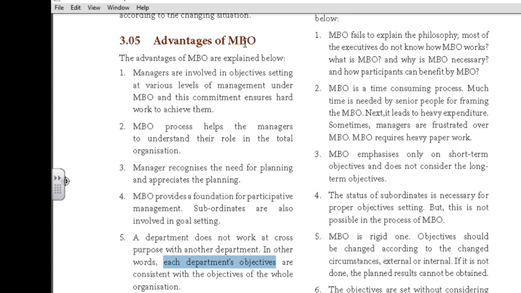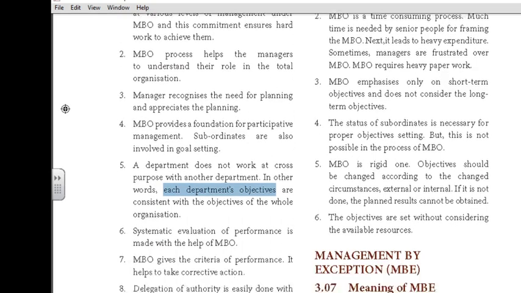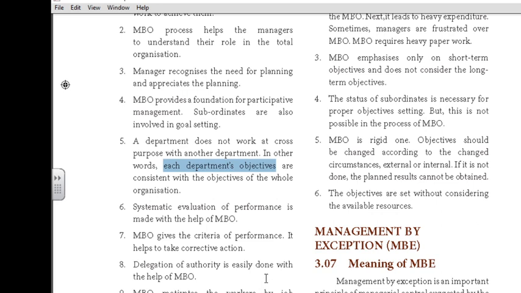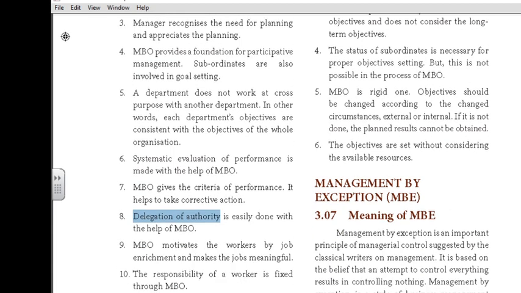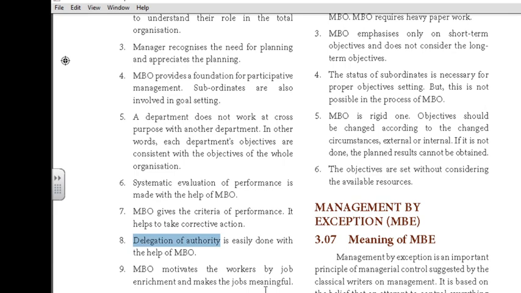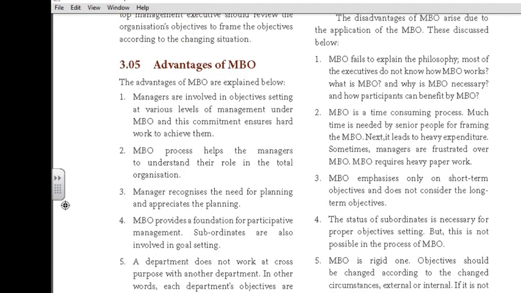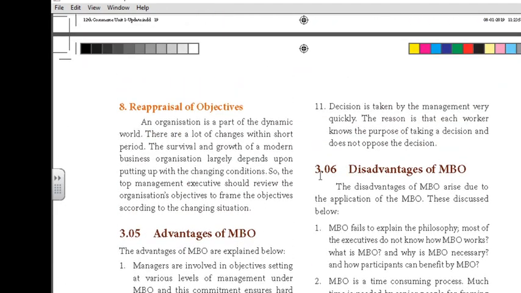They are setting goals for each department, evaluation of performance is made against criteria for performance, and corrective actions are taken. Delegation of authority is easily done with the help of MBO. Delegation means specifying an authority; we have seen it in the first management lesson. It motivates the workers by job enrichment and makes their jobs meaningful. Responsibility of the worker is fixed through MBO. Another point is that decisions are taken by the management very quickly.